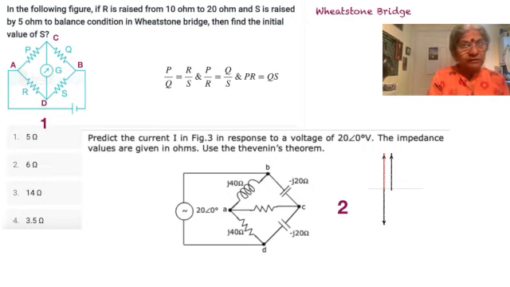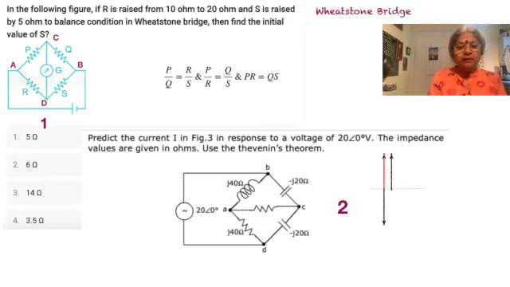So it's different, and I is not marked. So whatever be the I, we can calculate. Predict the current I in whatever part of the circuit in response to a voltage of 20 angle 0. The impedance values are given in ohms. Use the Thevenin's theorem. Okay, so we won't use the Thevenin's theorem. We'll just use the Wheatstone bridge, wherein we see that the current through the resistor is 0. What about the other two currents?